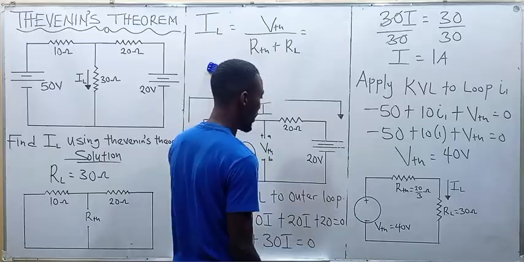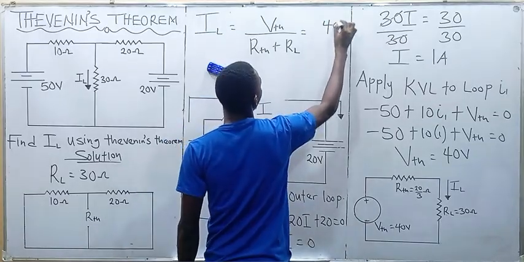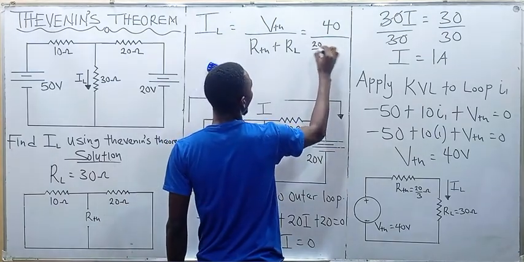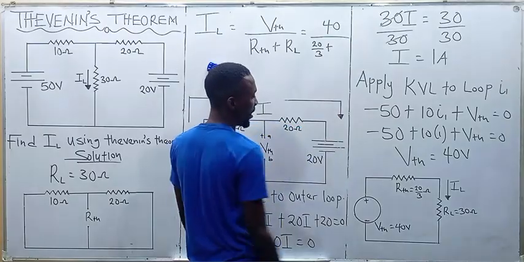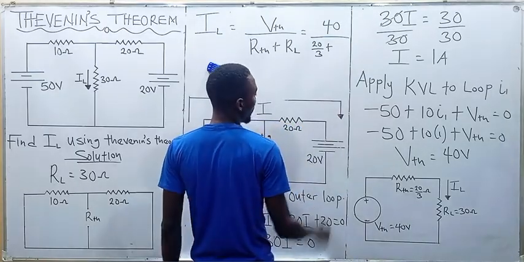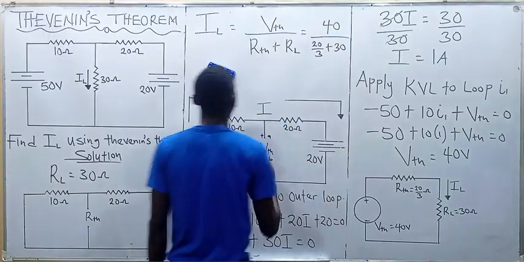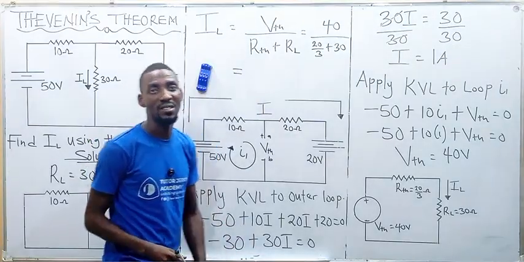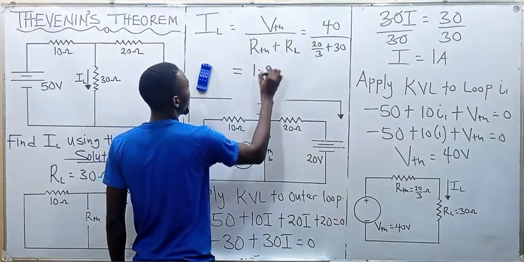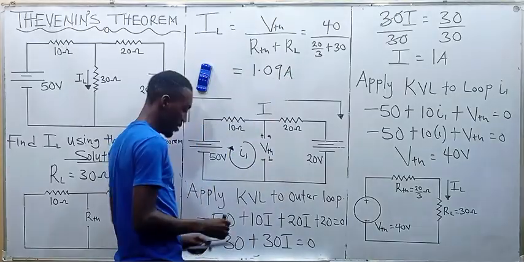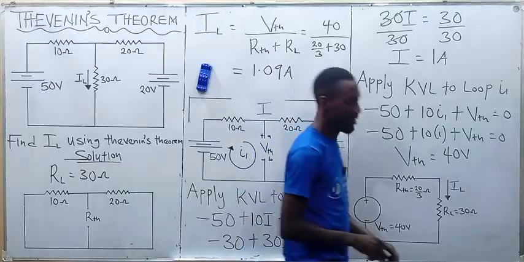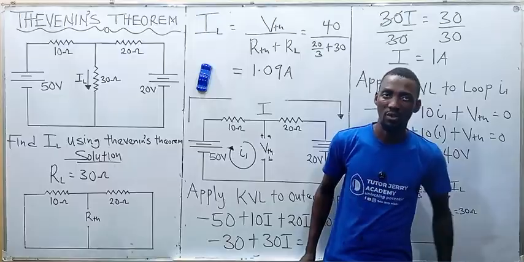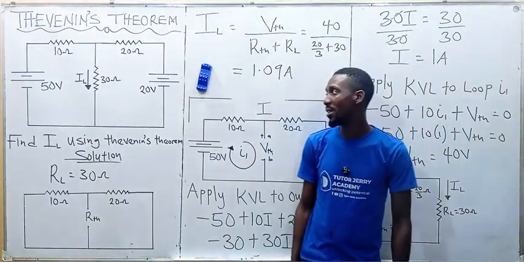So the Thevenin voltage is what? 40. So this will be 40 all over the Thevenin resistor, which is 20 over 3, plus our load resistor, that is 30. So if you press this directly in your calculator, you are going to have 1.09 amperes. So this is how to go about this question, and I hope the question is well simplified and well understood. You can comment in the comment section.